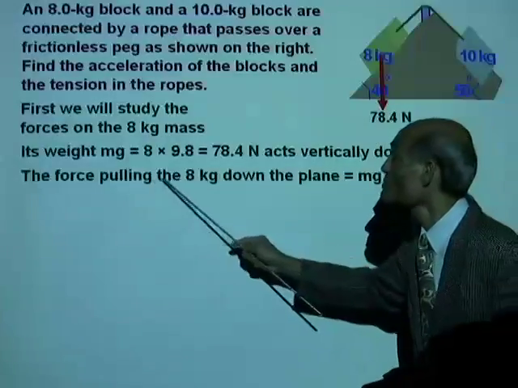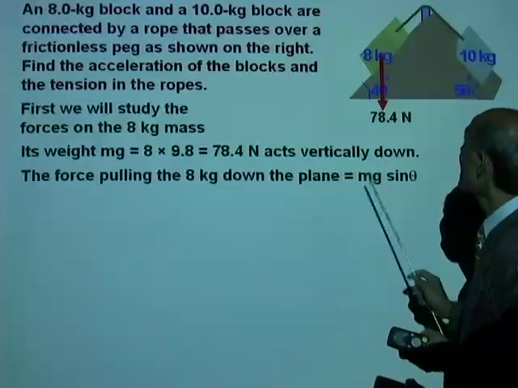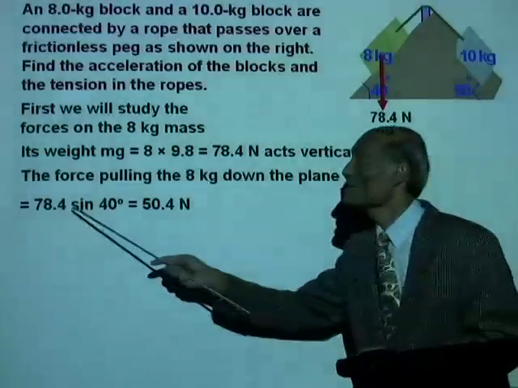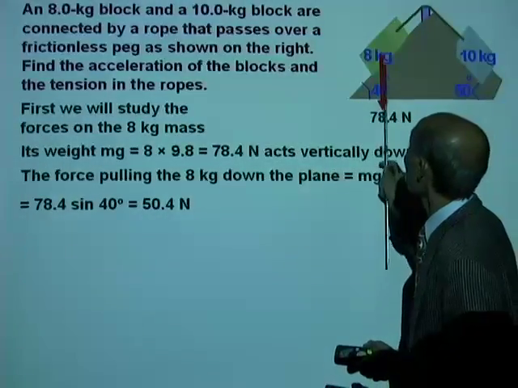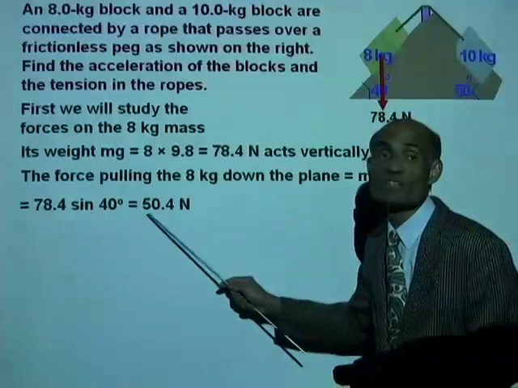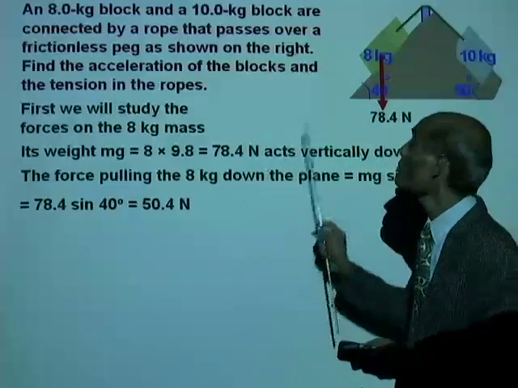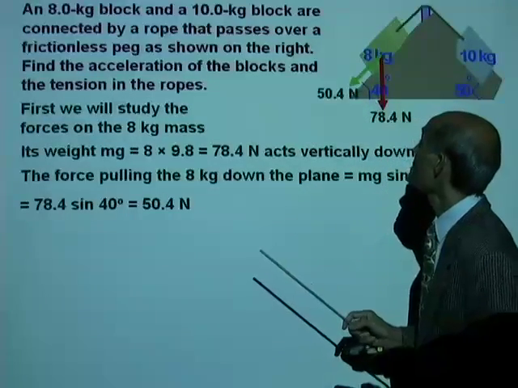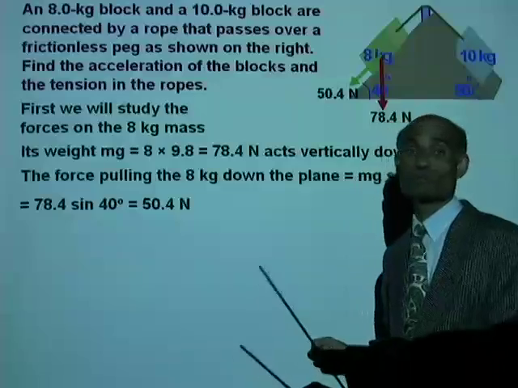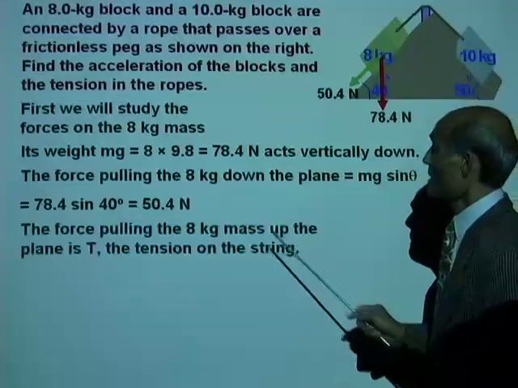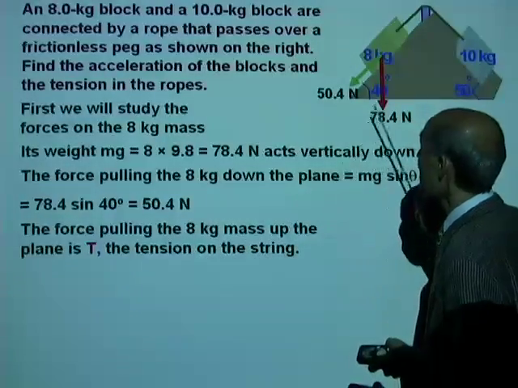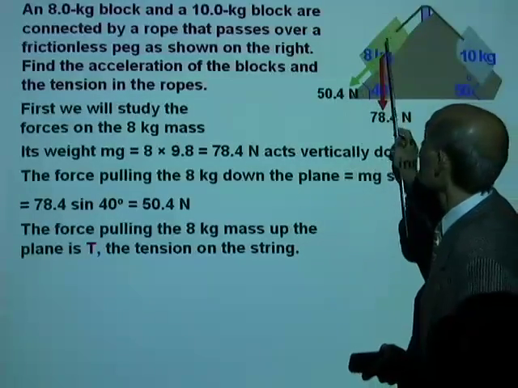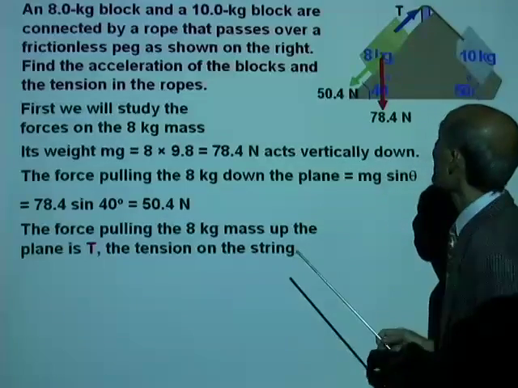Alright. The force pulling the 8 kilogram down the plane is mg sine theta, which is 78.4 sine 40 degrees. That is 50.4 Newton. The force pulling the block down the plane is 50.4 Newton. Now the force pulling the 8 kilogram up the plane is the tension T on the string. So the tension T on the string.